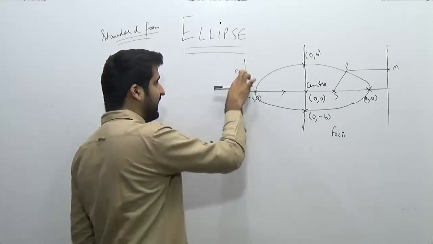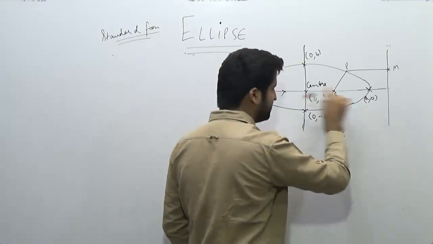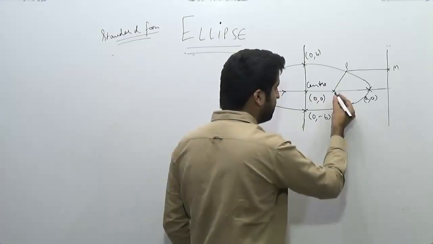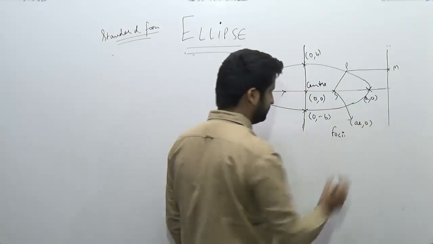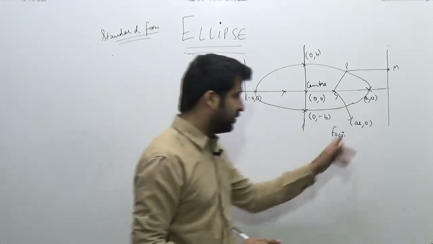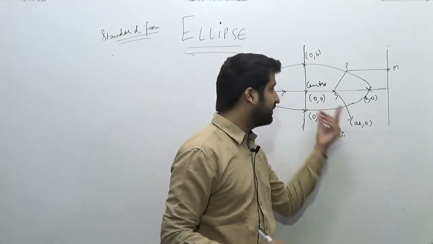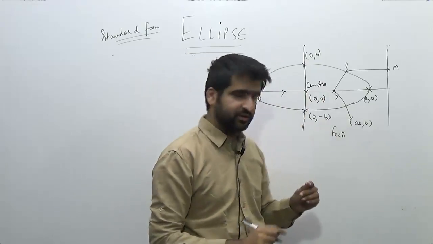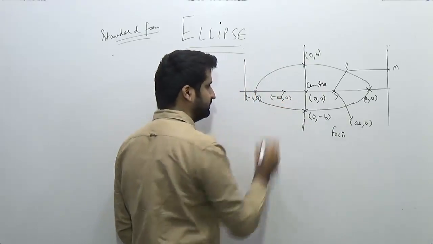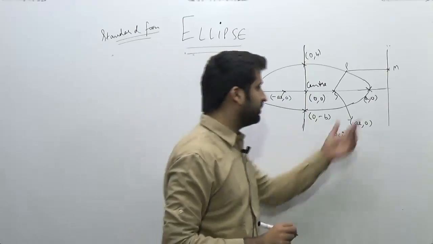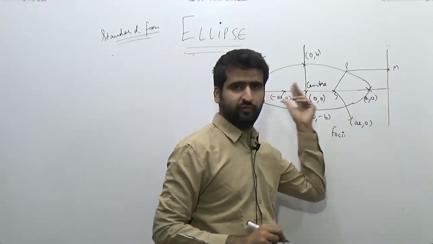This distance is A. The focus always lies at a distance AE from the origin. Similarly, by symmetry, the other focus will come out to be minus AE, 0. Now I'll try to find out the equation of this directrix.